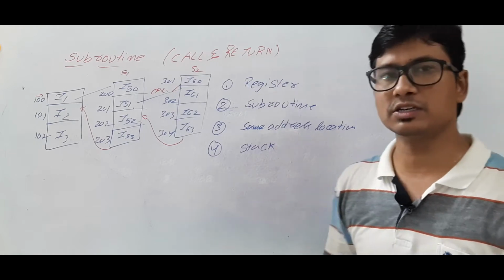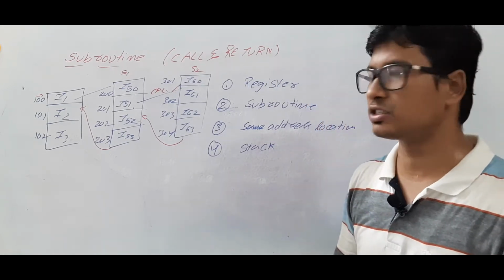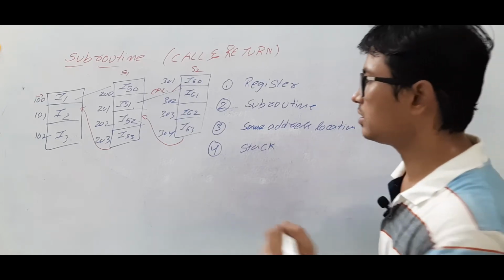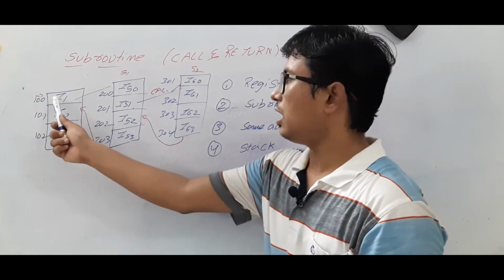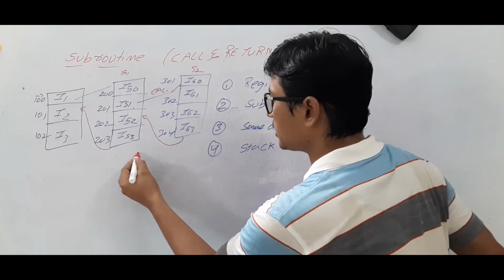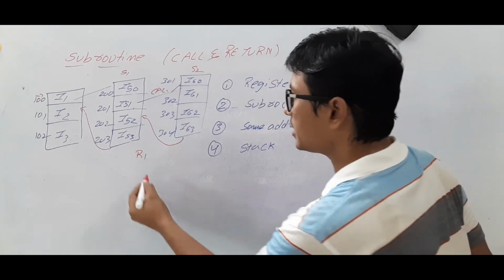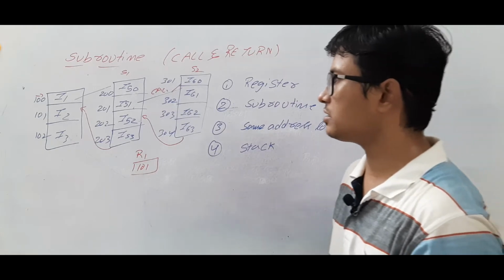But first let me discuss the register. Why was the register not successful? Now let me discuss it. Once you call the instruction at 200, what is the value it should have? Let's take that I have a register R1. It is having 101. Yeah, it is okay. You are storing the return address 101.